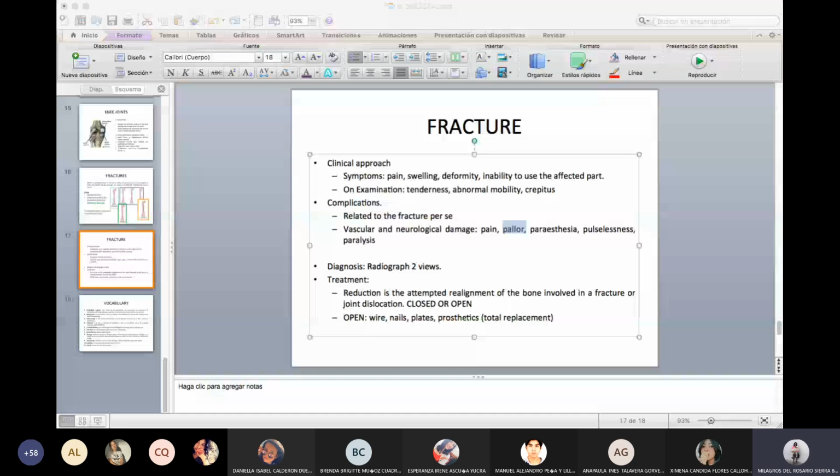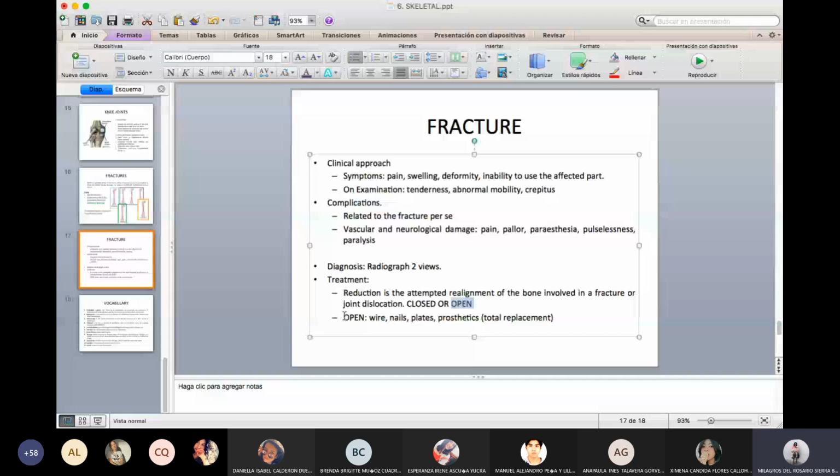So for the diagnosis, you need an X-ray with 2 views, and the object of the treatment is going to be the reduction or the attempt realignment of the bone involved in the fracture or joint dislocation. And this reduction can be closed when it doesn't need surgery and open when it needs surgery. For an open reduction, you need wire, nails, plates, prosthetics. And when you use this, we talk about a total replacement of the particular bone.